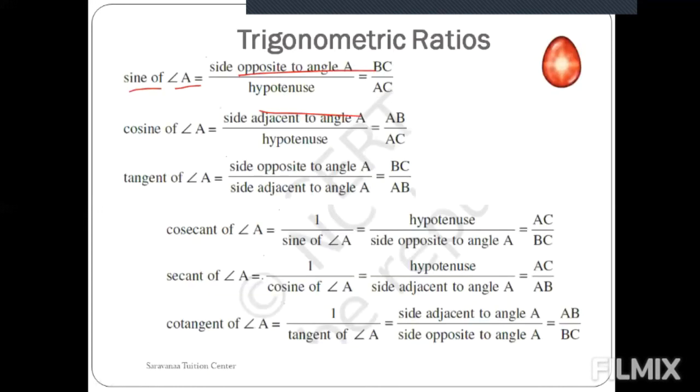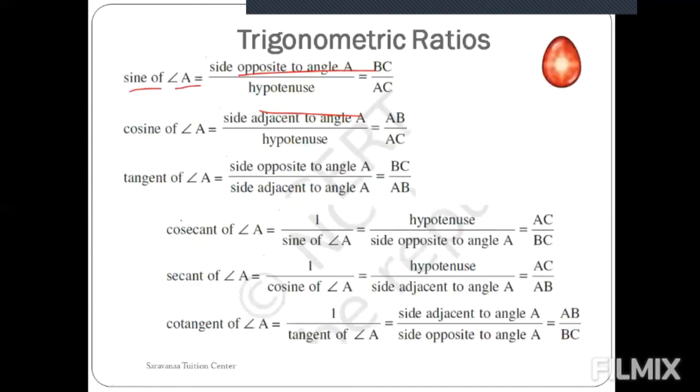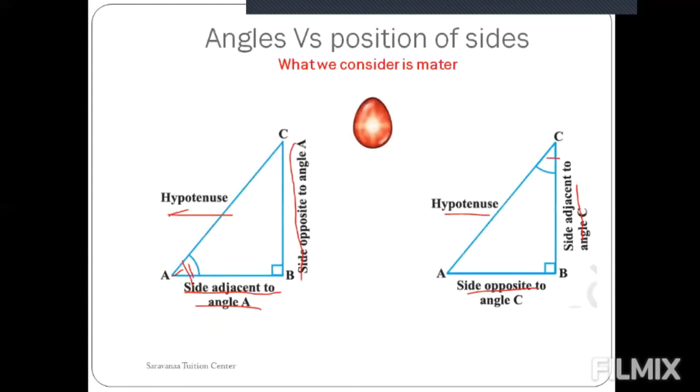Then cos A is adjacent by hypotenuse. And tan is sine by cos. Tan equals sine by cos, so that this is opposite by adjacent. Like for angle A, tan A is BC by AB.